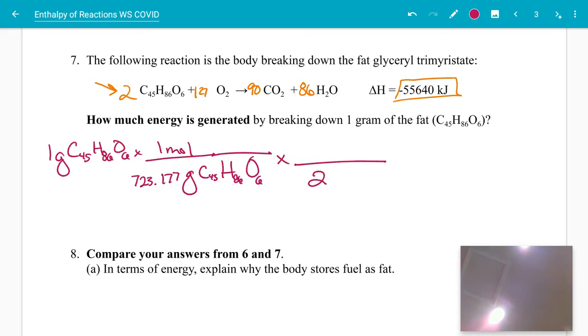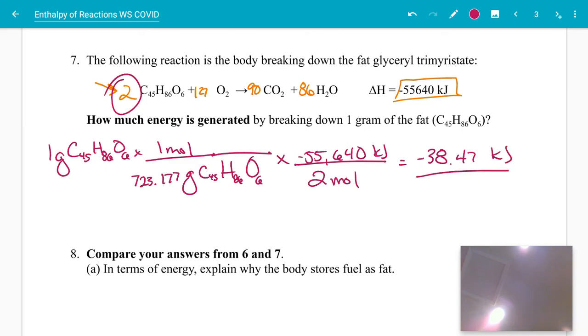There are 2 moles of this fat for every negative 55,640 kilojoules, and we multiply it all together and divide by the mass. So 1 gram times 1 mole times the kilojoules divided by 723. Probably shouldn't even be a negative 55,000, but that's fine. We'll go with that. And so what we end up with for a final answer, and again, if it were positive, that's not a problem, but we're just showing you that this is an exothermic reaction. So that's how much energy is released by breaking down 1 gram of fat.